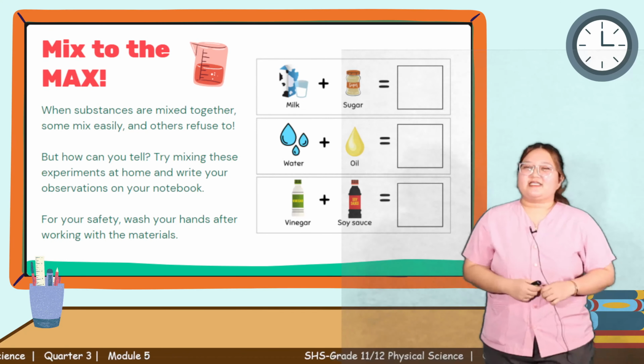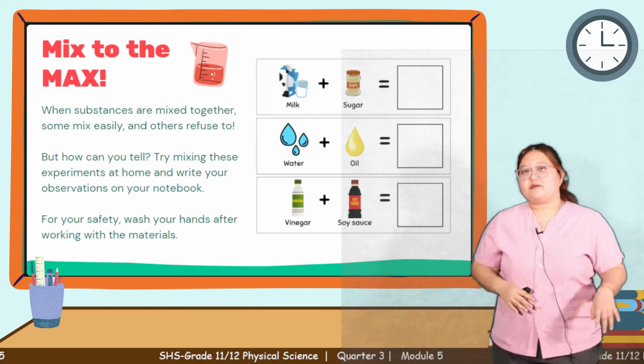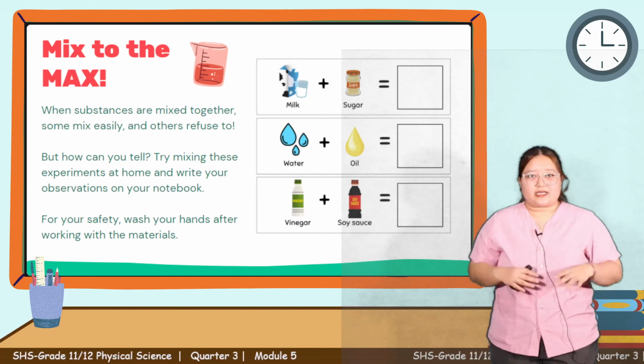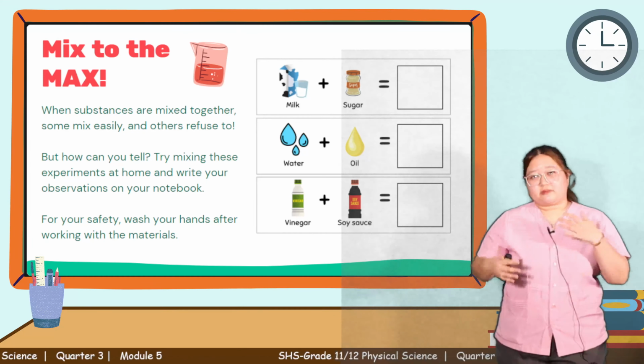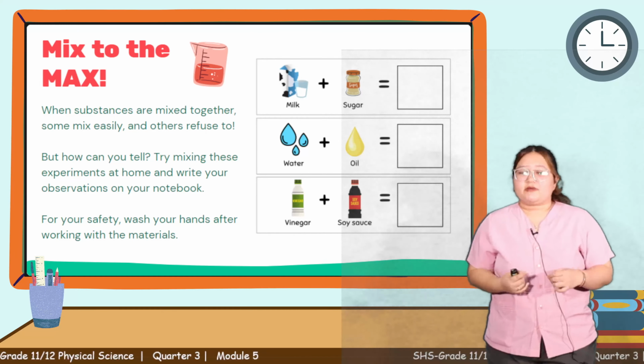So this activity is called Mix to the Max. It gives you a chance to look over the basics of what happens when certain substances are mixed together. So what dissolves, what does not, and what explains this phenomenon. Okay, so when substances are mixed together, some mix easily and some do not. But how can you tell?